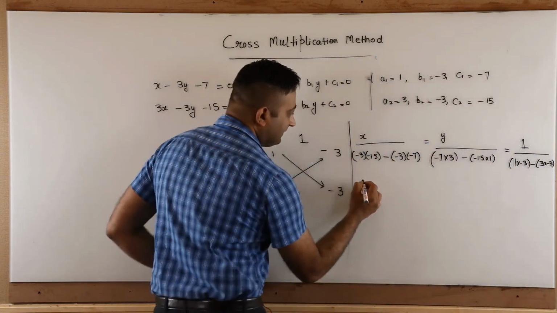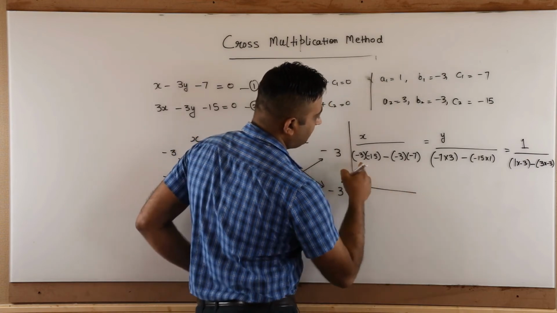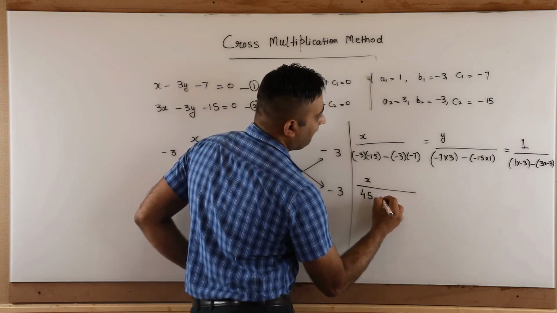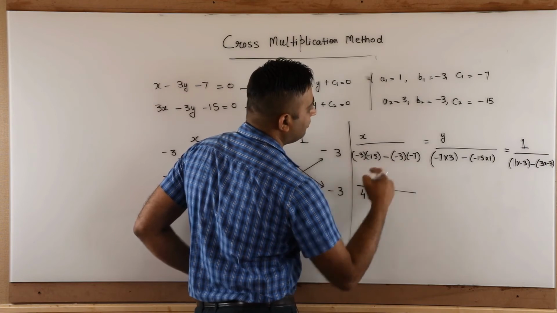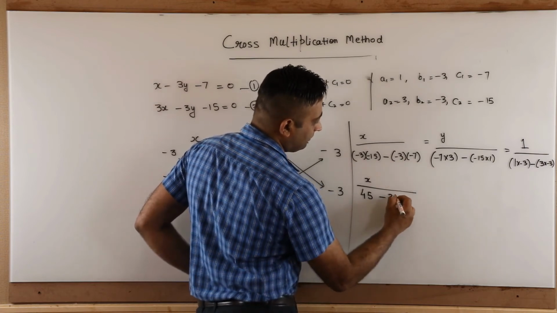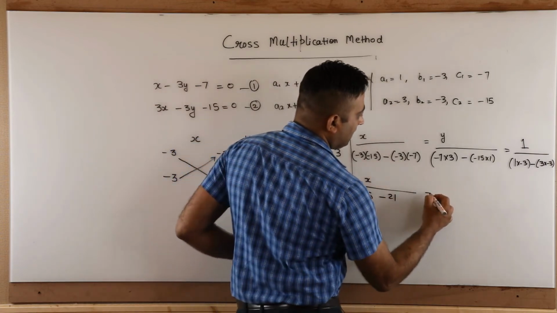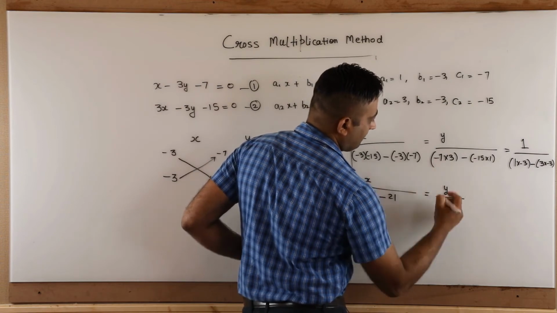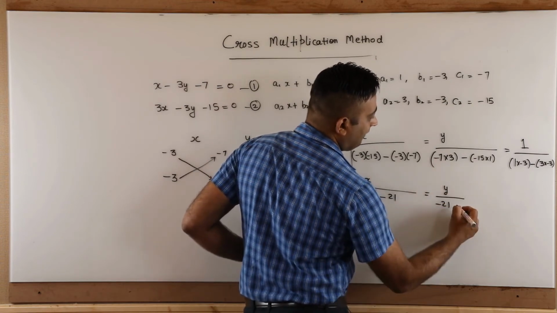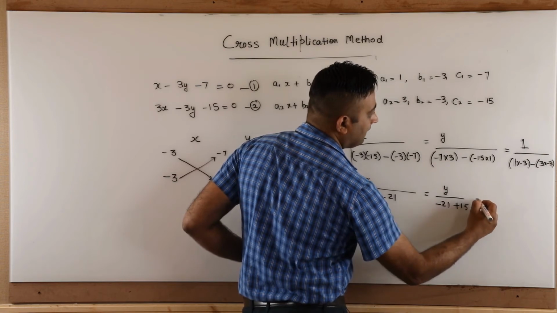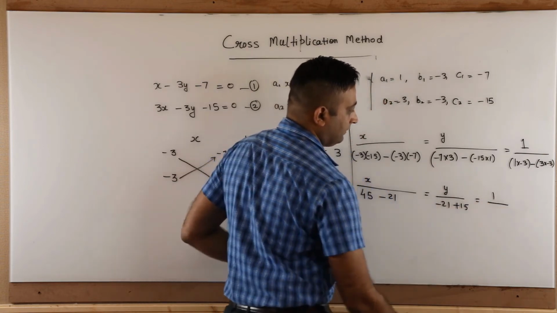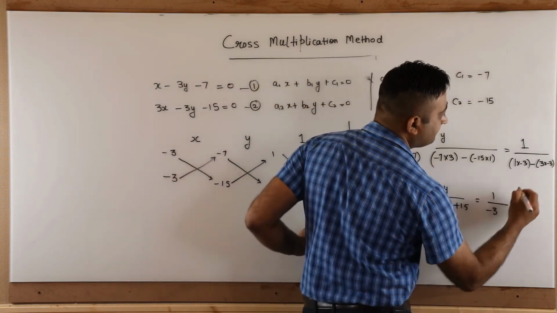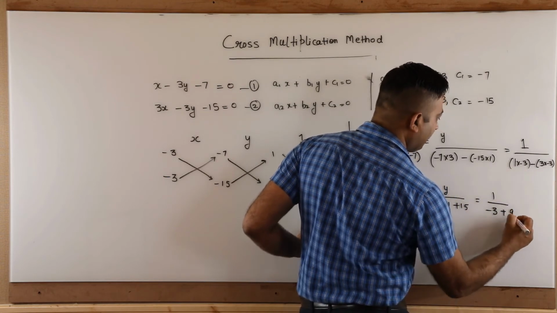So let us simplify these values. x upon 45 minus, and this minus into minus will be plus, so this is 21, is equal to y upon minus 21 plus 15 is equal to 1 upon minus 3 plus 9.